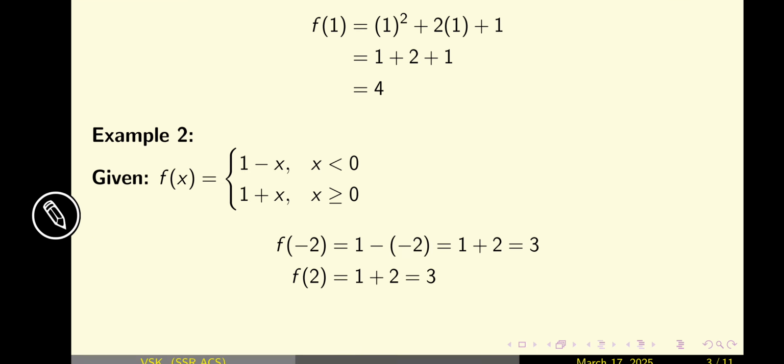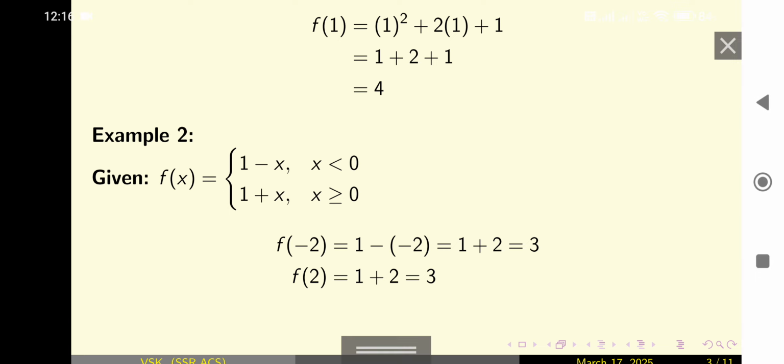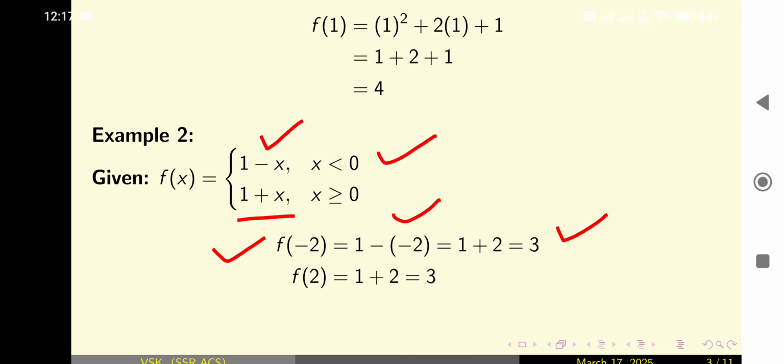Now in this case, two different definitions are given. When x is less than 0 its value is 1 minus x. When x is greater than or equal to 0 its value is 1 plus x. So when we evaluate f at minus 2, because minus 2 is less than 0, we'll use the 1 minus x definition and put x is equal to minus 2, and we get value 3. Now when we evaluate f at 2, because 2 is greater than 0, this formula will be used and we'll put x is equal to 2, so we get the value 3.